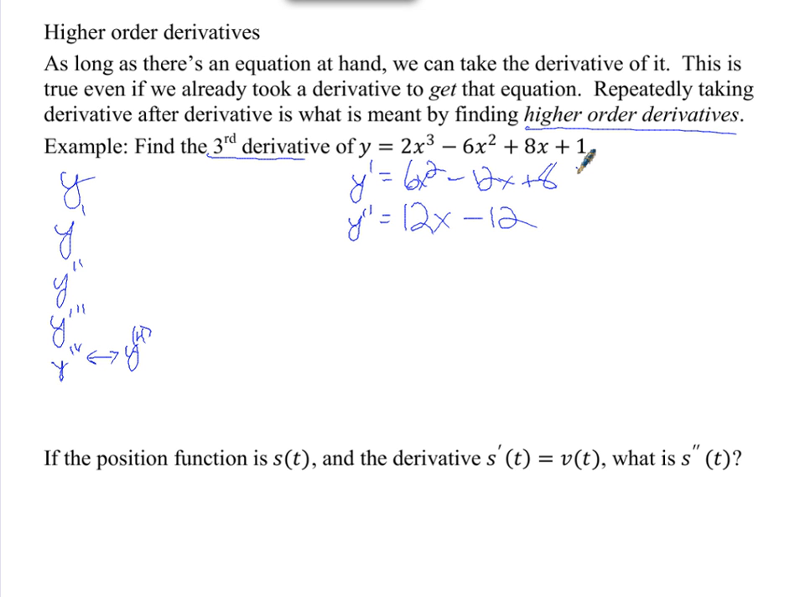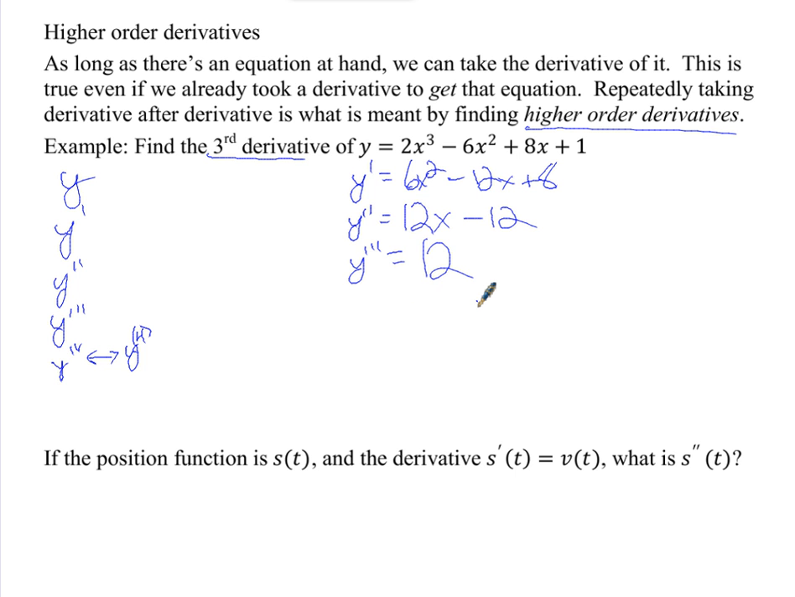We need the third derivative, though, so I need y triple prime equals what? 12. And that would be the slope of what? Slope of the tangent line anywhere on the graph of y double prime. Right. Now look at this. What kind of graph is this? It's a line with a slope of 12. So doesn't it make sense that if you took the derivative of that equation, you'd wind up with 12 as your answer only, unchanging, okay?